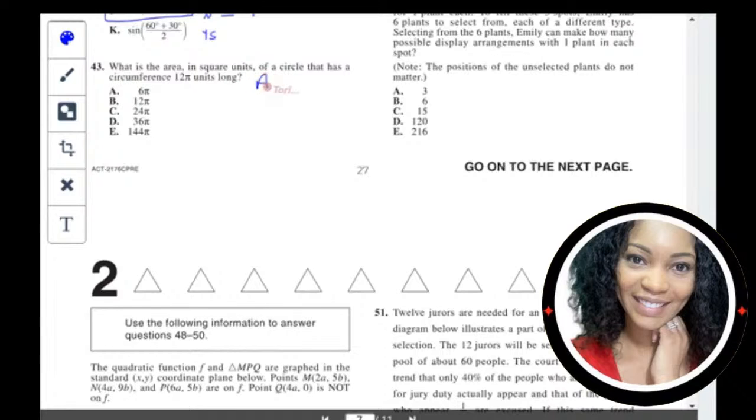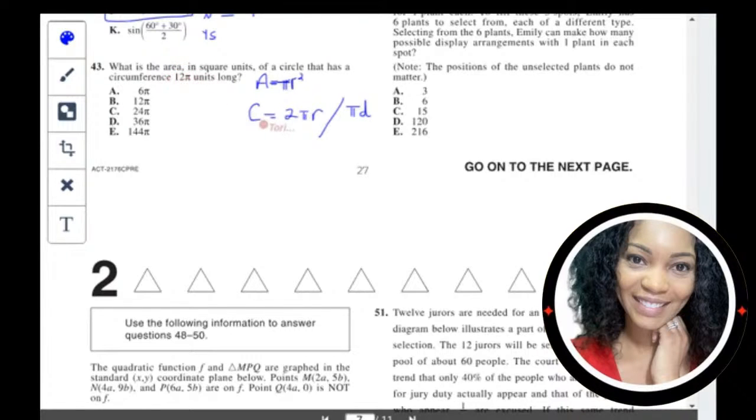So the area of a circle is pi r squared, and the circumference is 2 pi r, or you can think of it as pi times the diameter. Either way. So right now we have 12 pi. We can determine, that's the circumference.